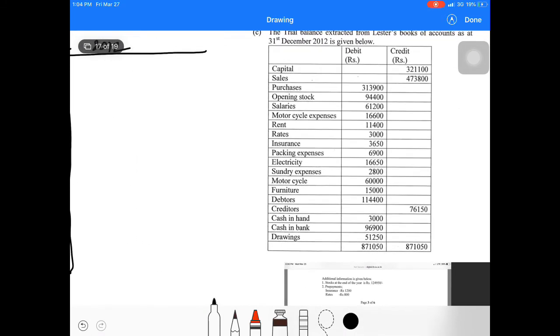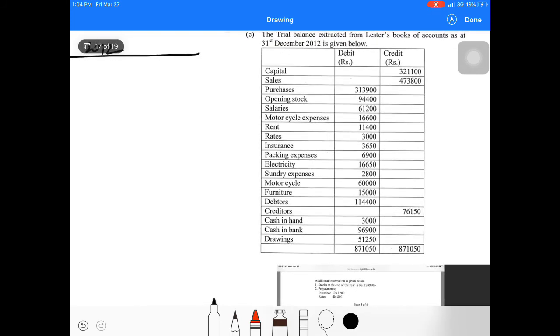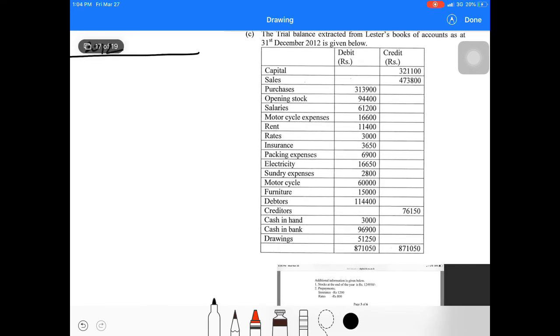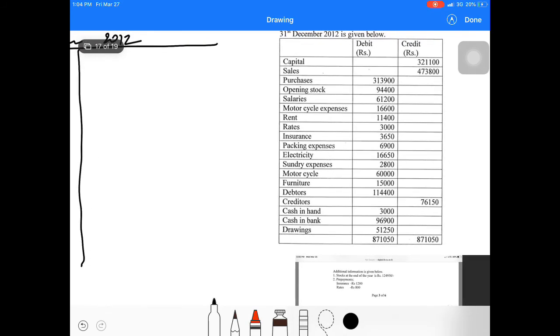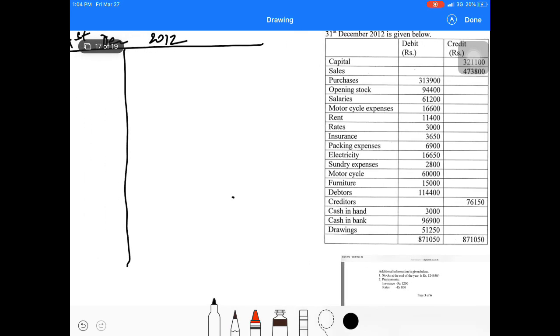So in these figures given, what are the revenues? The way that the company receives money. This one, sales, that is company sales. From that they receive money. Then purchases is an expense. Purchases is an expense, and they have given the opening stock and salaries expense. These are the expenses.